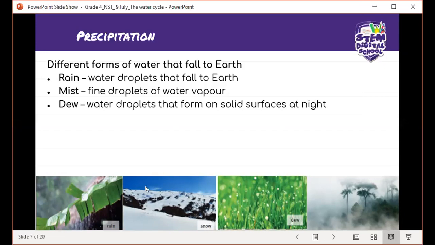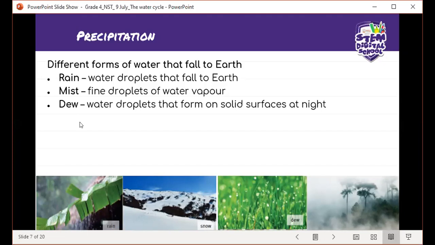So Michaela's question is, what is precipitation? Precipitation is water that falls down from the clouds. That is precipitation. And we said that we have different types or forms of precipitation, and that is what we are looking at now.